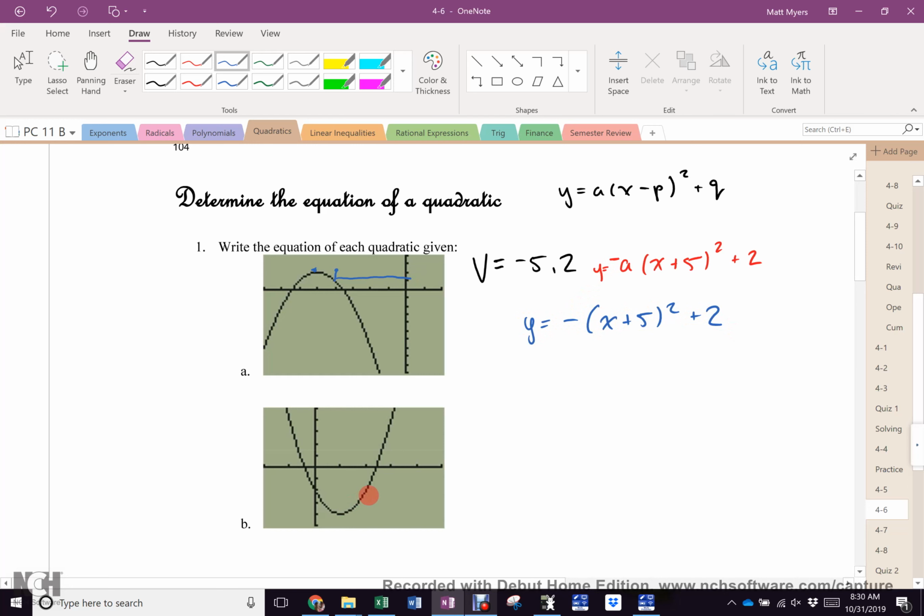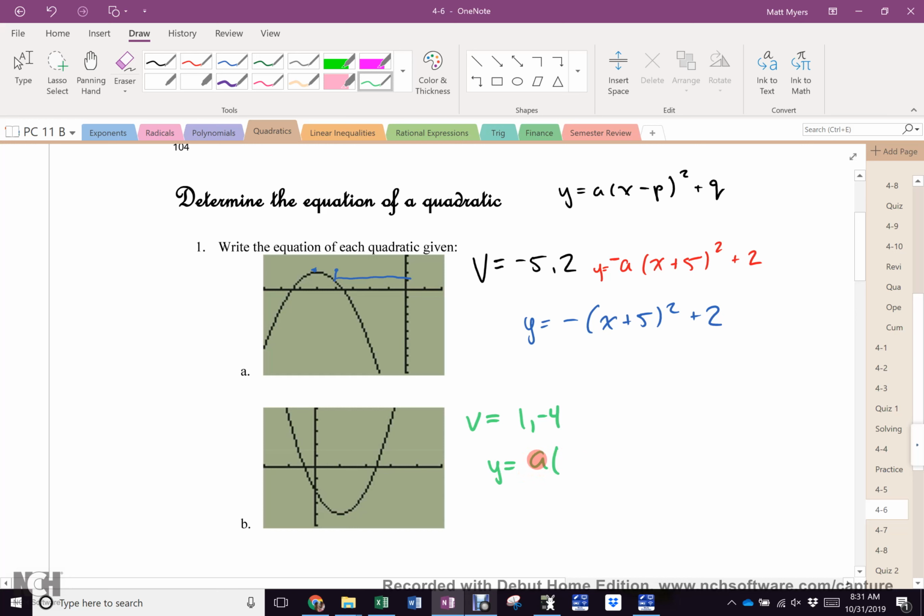What are we doing for B? Where do I start? Vertex makes sense. That's where the parabola starts. What is the vertex? 1, negative 4. So what can I fill in? What does y equal? Start with A, because we haven't checked for a stretch yet. But we know it's positive.